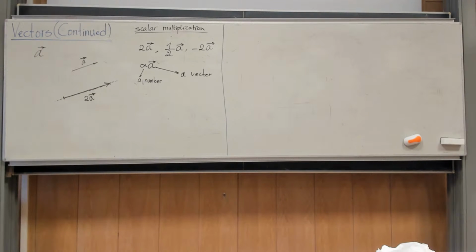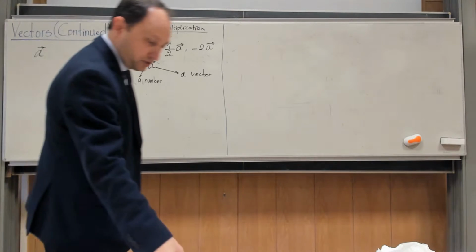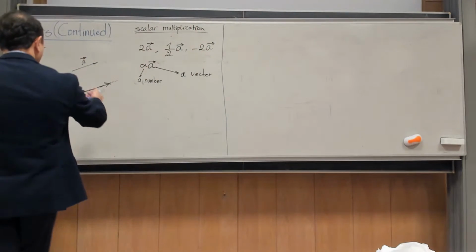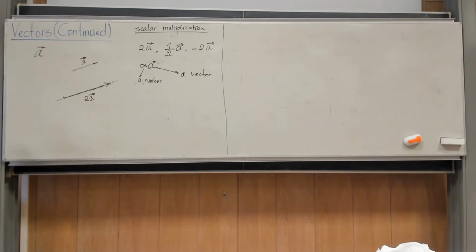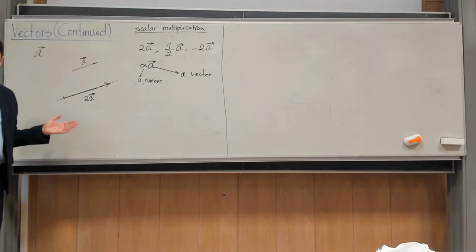Is that clear? So that is the vector 2a. If I ask you, this is simple to do, what is minus 2 times a? Minus 2 times a, yes? It's the same vector, but in the opposite direction. Actually, I don't need to do anything at all.